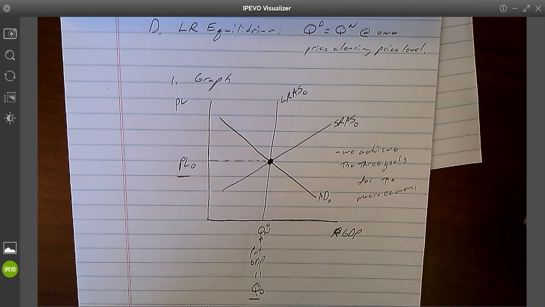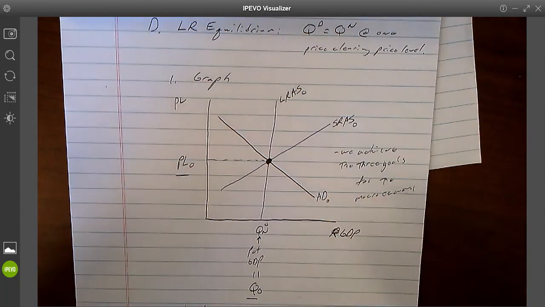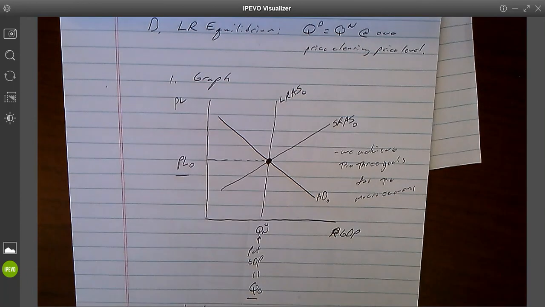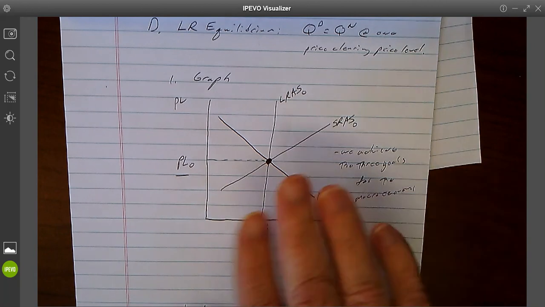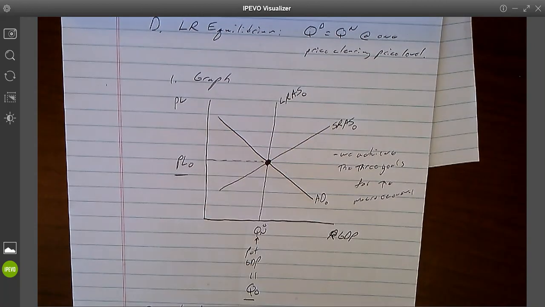Okay? So we'll stop here for now, and be prepared in chapter 9 to talk about how this will be achieved on its own without any policy interference in the long run.